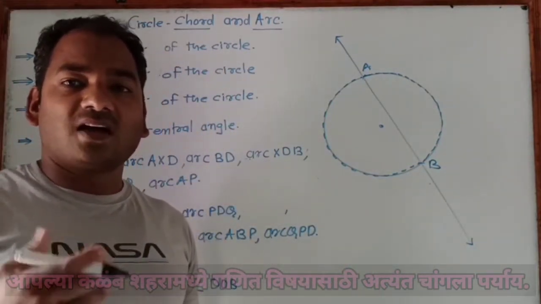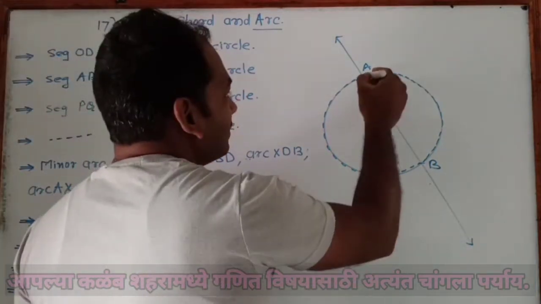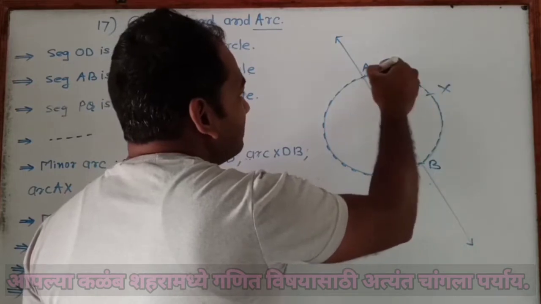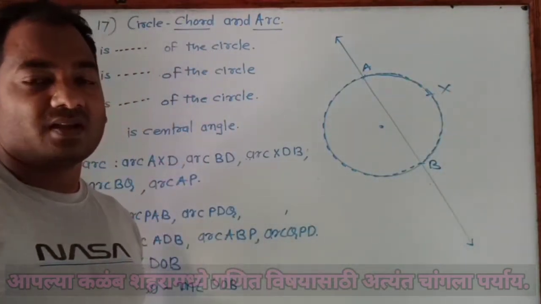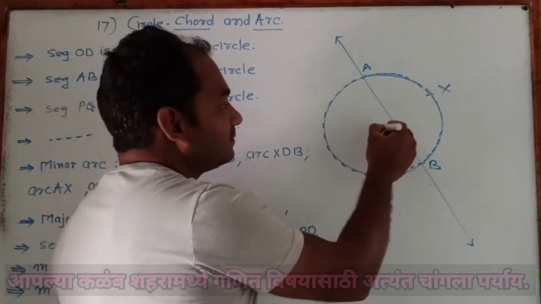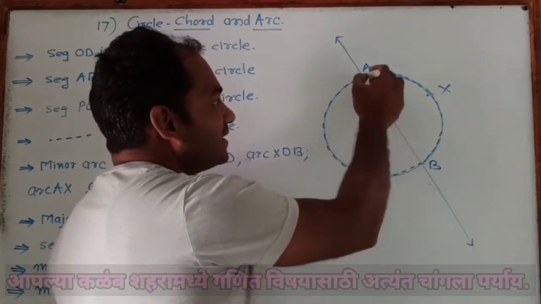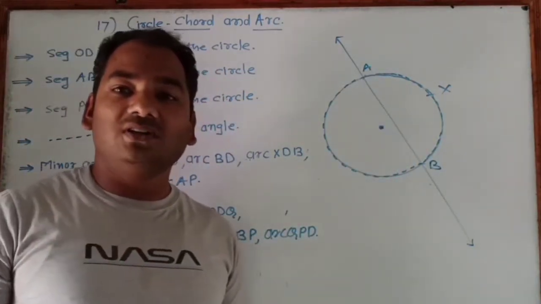Now arcs are of two types. There are two types of these arcs. This arc, that is AXB, is called minor arc. How do we understand this is a minor arc? Because the center of the circle is exterior to this arc. Therefore, the arc is called minor arc.